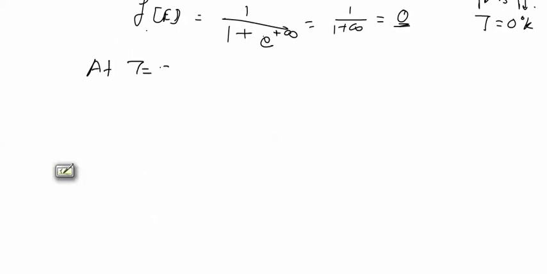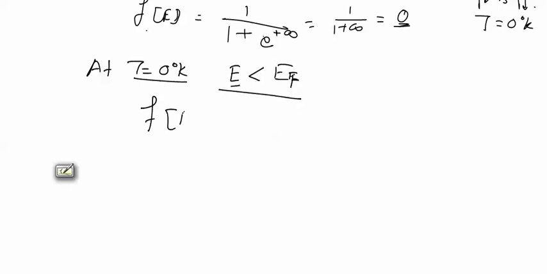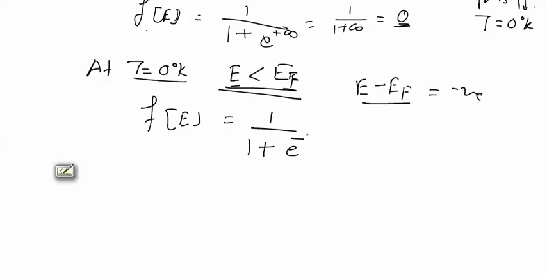Next case, at T equal to 0 degrees Kelvin, for E less than EF, we already know that we will definitely find an electron at any energy level E. At T equal to 0 degrees Kelvin, E less than EF, F of E equal to 1 upon 1 plus e, with E minus EF negative, so we get e raised to power minus, and if T equal to 0, 1 by 0 equal to infinity, e raised to minus infinity equal to 0, so 1 upon 1 plus 0 equal to 1, that is 100% probability of finding an electron for E less than EF.